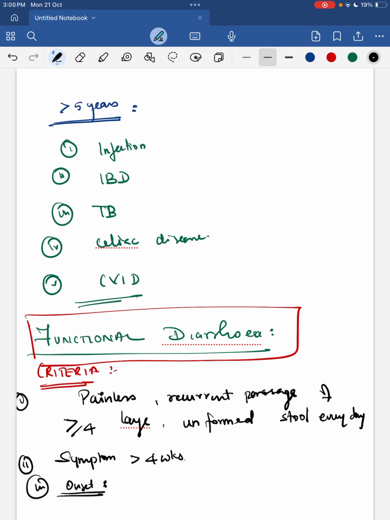Fourth, there is no failure to thrive if the calorie intake is adequate. So there should not be any failure to thrive if the calorie intake is adequate. Okay, so this is the meaning of functional diarrhea, or the criteria for functional diarrhea.